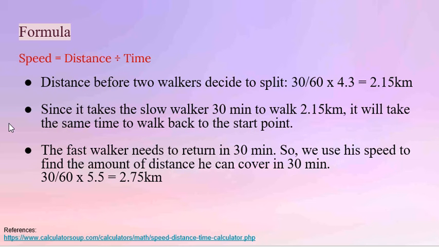Okay, so the main formula for this solution is speed equals distance over time. To find the distance before the two walkers decided to split, we take 30 minutes because they walked for 30 minutes before they split. So 30 over 60 times the slow walker's speed. Then we get the distance, which is 2.15 km. And since it took the slow walker 30 minutes to walk 2.15 km, it will take the same time to walk back, given that the slow walker is traveling at a constant speed. And then the fast walker will also need to return in 30 minutes because the question states that they want to return to the starting point at the same time. So then we use his speed to find the amount of distance he can cover in 30 minutes, which is 2.75 km.